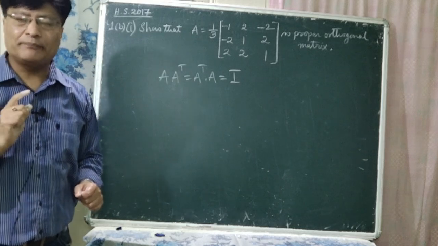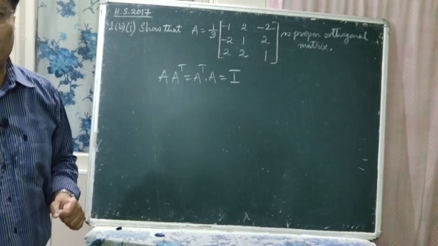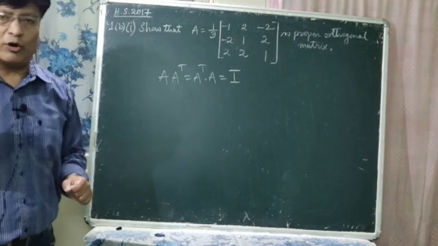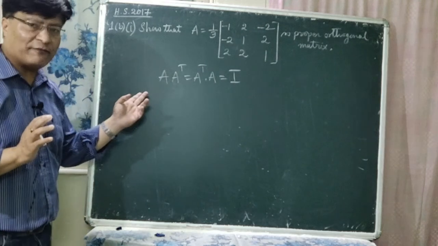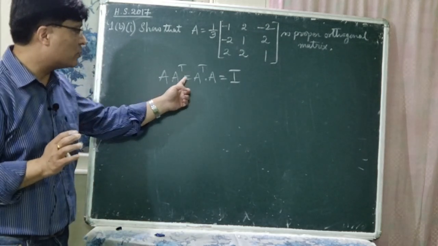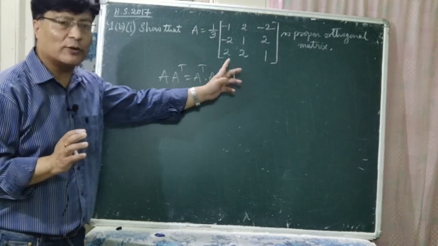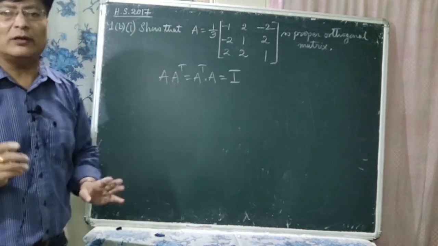So here what is A? A is a square matrix of order n, that is n rows and n columns, right? So if you can find out A dot A transpose is equal to A transpose dot A is equal to I, then this is orthogonal matrix.